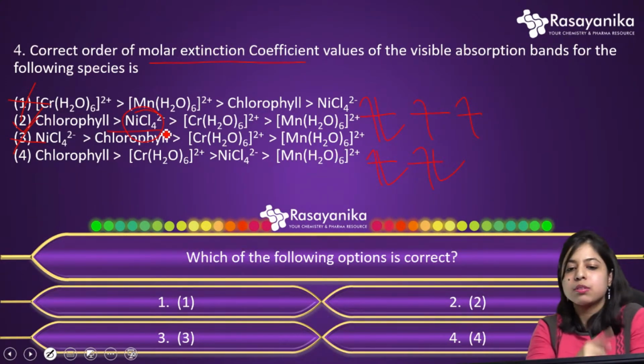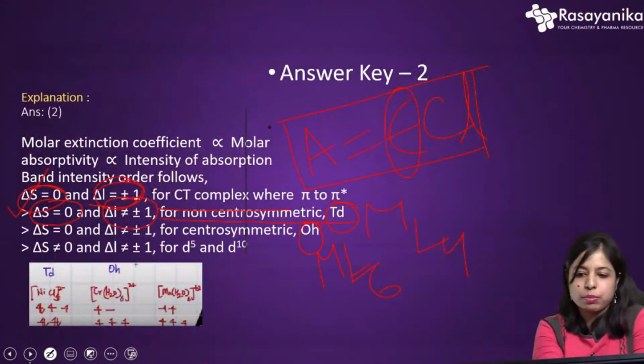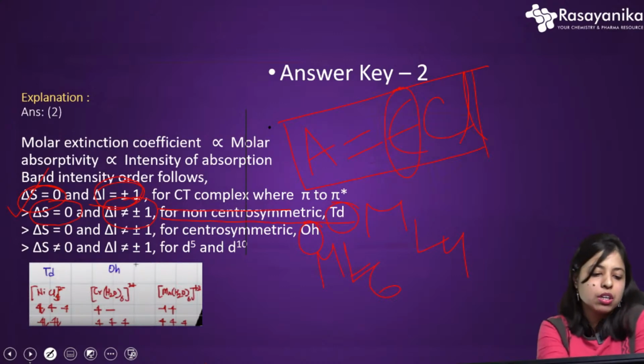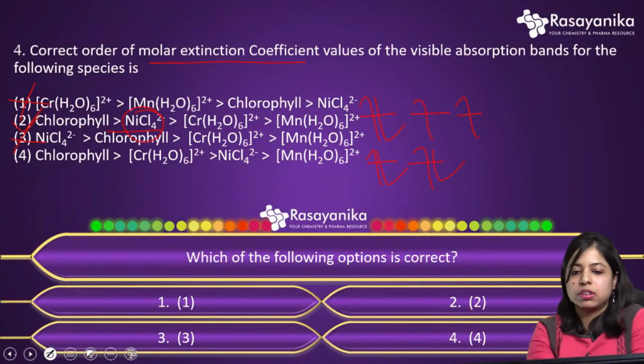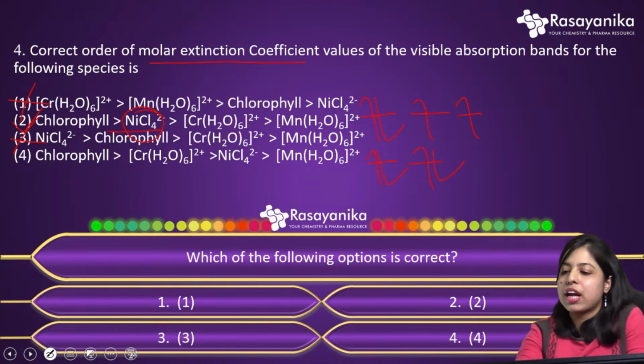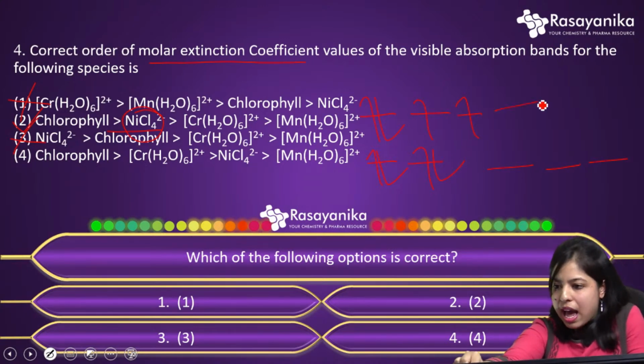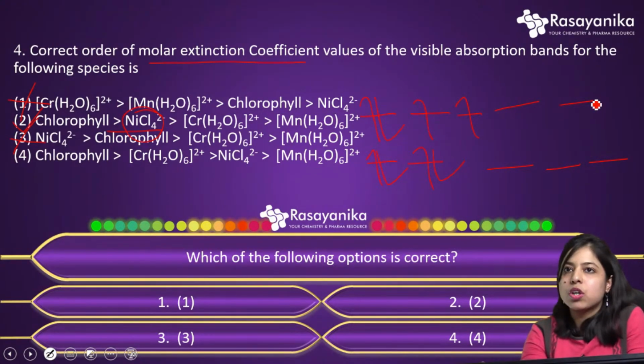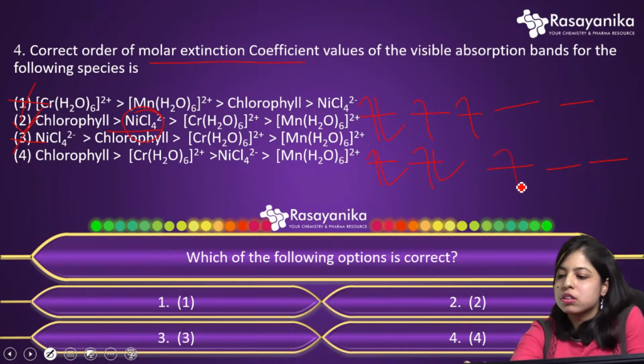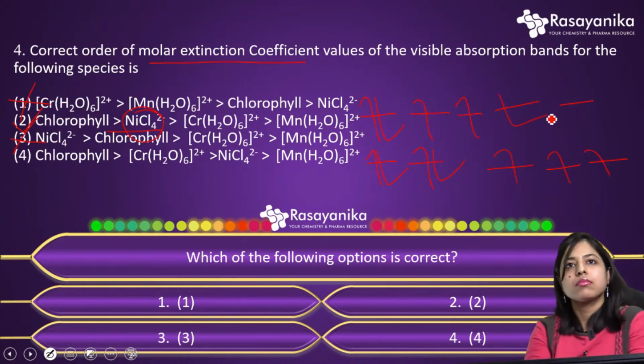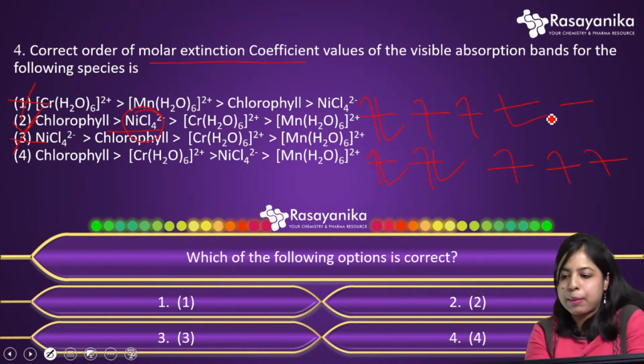And now again, just move to our chromium aqua complex. This is octahedral, and this is also what? Sorry, this is a centrosymmetric molecule, and tetrahedral is non-centrosymmetric. So for this kind of molecule, we write the electronic transition, right? Here the T2g and Eg, and how many electrons are there? Chromium, right? So there are 4 electrons: 1, 2, 3, and 4. So these are also spin allowed but not Laporte allowed.